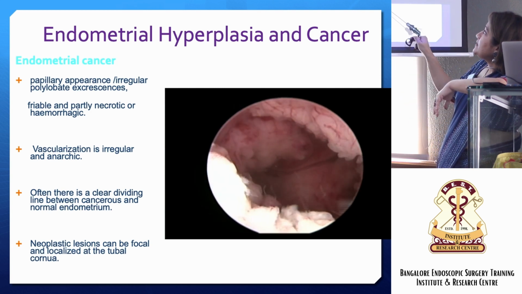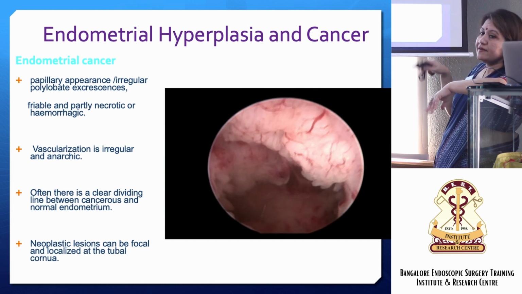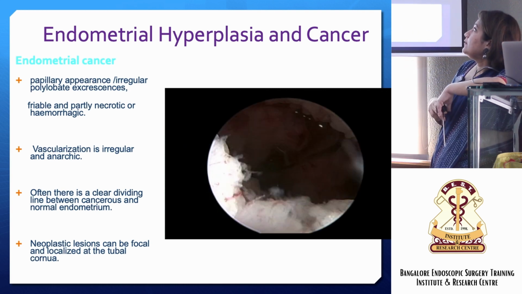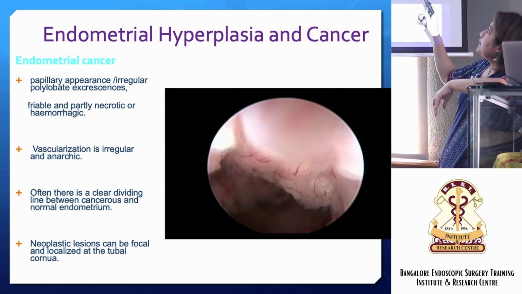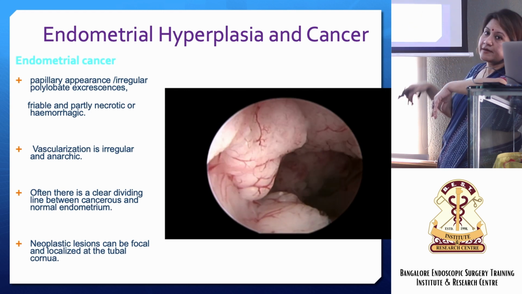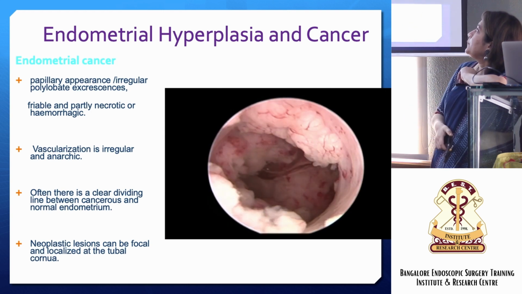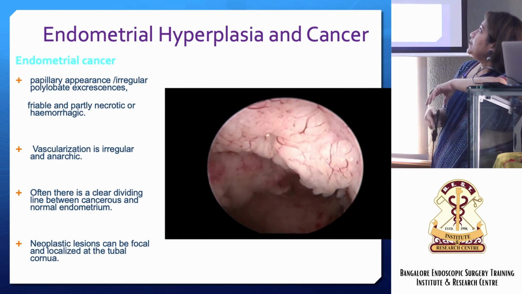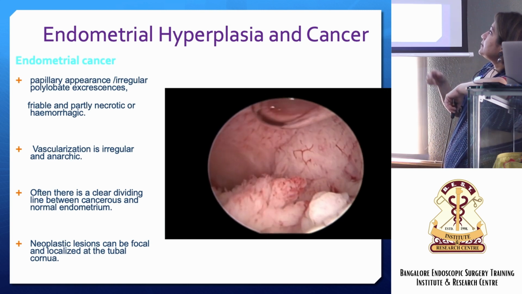In a hyperplasia, it's uniform. Here you can see, here and there, mushroom-like growths, cauliflower growths, and it will have this kind of abnormal vascularity. This was a proper endometrial CA. It's a postmenopausal lady.